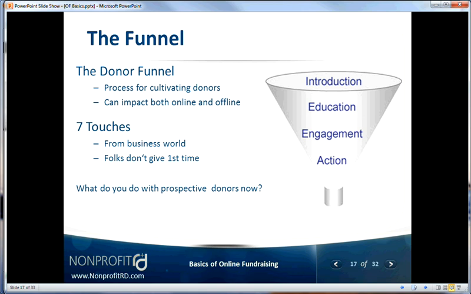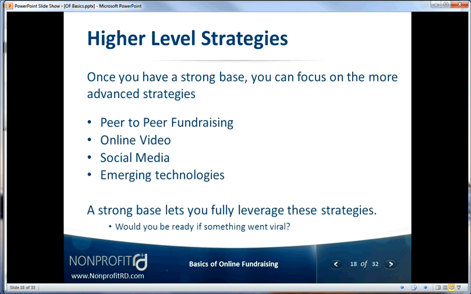So you really want to be thinking about, what are you doing with new prospective donors to get that education and get those touches in. There are a couple of things you can do, and we'll talk about email when we get down there, to actually help with that process. But just think about that donor funnel and have some conversations internally about what you can do to better engage with your donors or prospective donors.